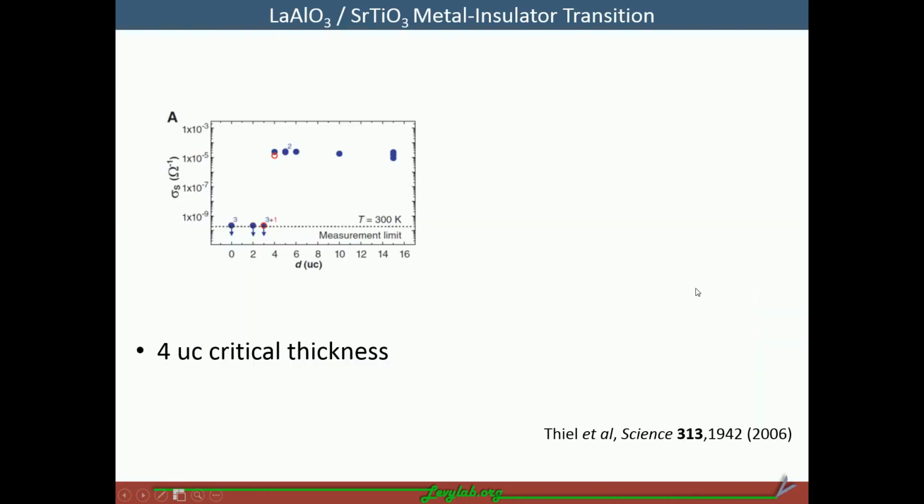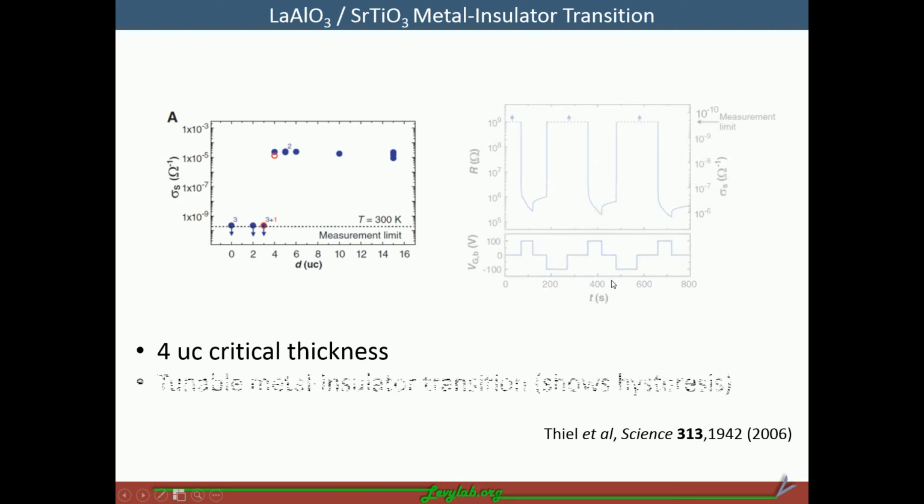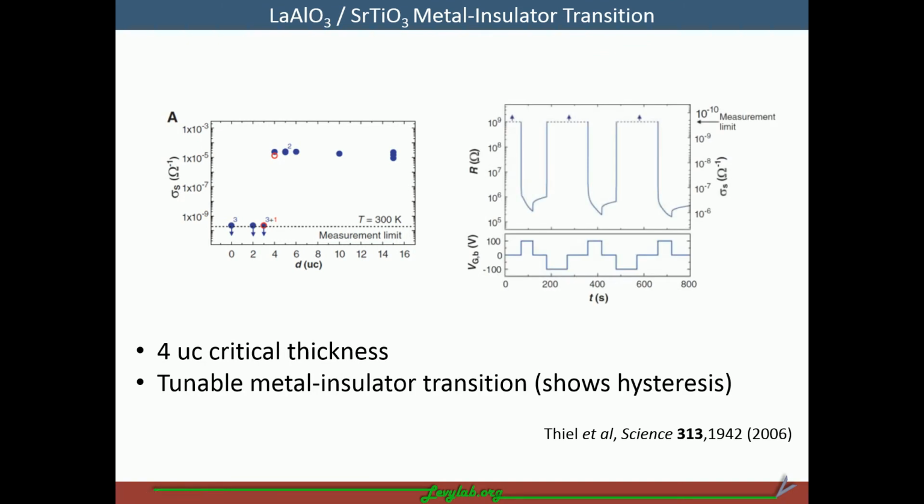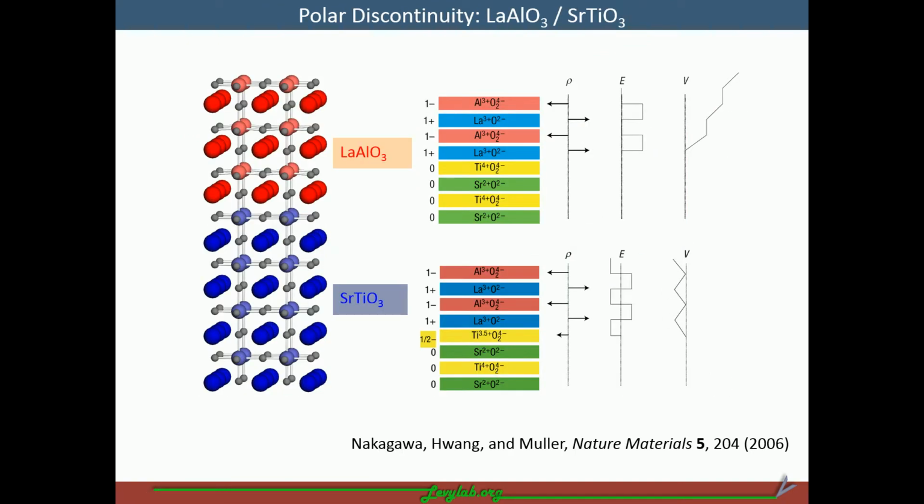So I think most people in this session are familiar with the LAO-STO system, which has a 4 unit cell critical thickness, which means if we have 4 or more unit cells of LAO on STO, we get a metallic interface. But if we grow less LAO on STO, we get an insulating interface. And this metal-insulator transition can be tuned by a back gate. There are many theories that can explain this mechanism, and one of them is the polar catastrophe, which can explain most of the properties of the LAO-STO system.